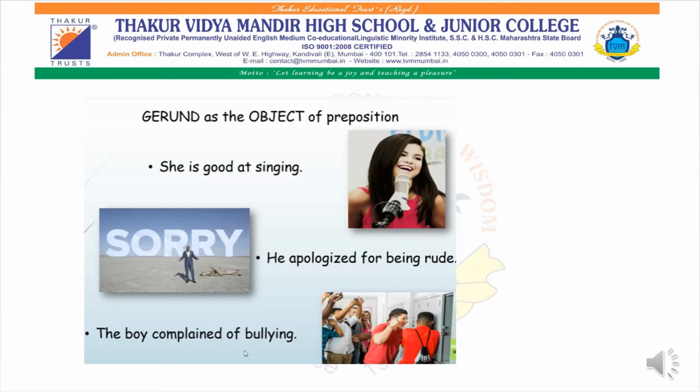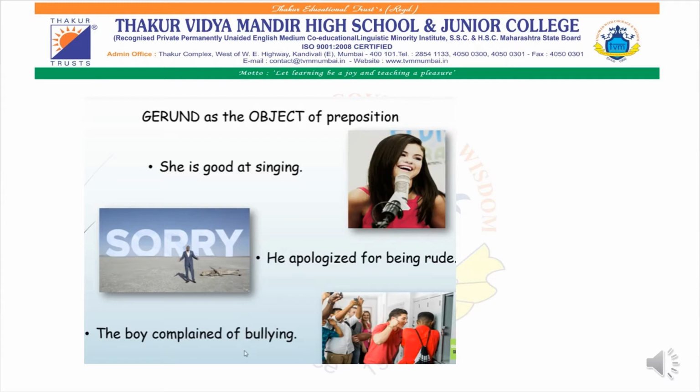In this sentence, for is a preposition and being over here is a gerund. So being is a gerund and the preposition is for. In the third sentence, the boy complained of bullying. Now, please tell me in this sentence which is the preposition and which one is the gerund. So, bullying is a gerund. It acts as a noun, and the preposition in this sentence is of. The boy complained of bullying.